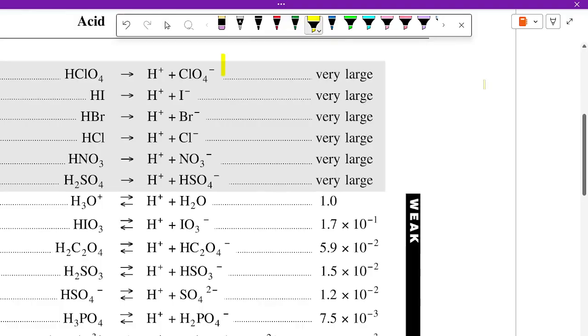None of these guys can undergo hydrolysis because they cannot accept protons. They're too weak to accept protons from water.